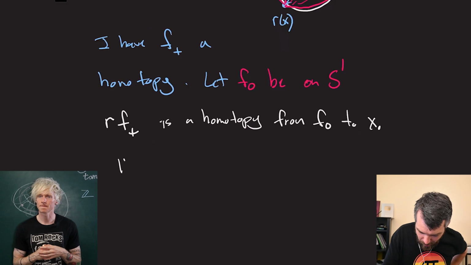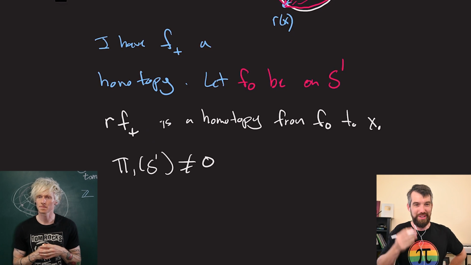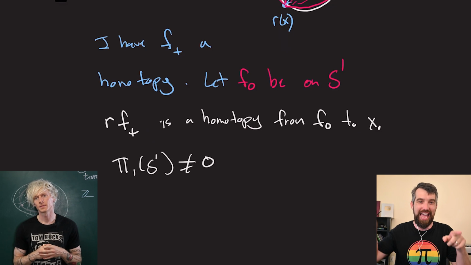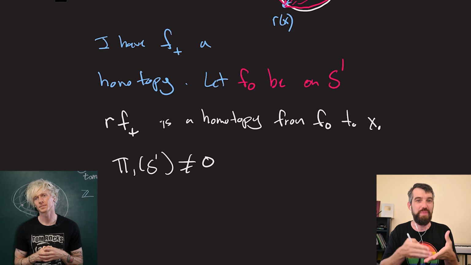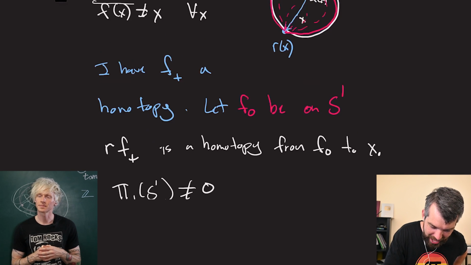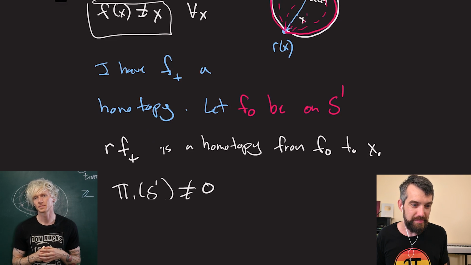Right, we had that pi1 of S1 here was not equal to 0, but we've just shown that it must be the case that any loop, if you had this property, could be contracted. And this contradiction means our assumption is false, and so the claim that f of x is not equal to x is false, and thus proves our little theorem.